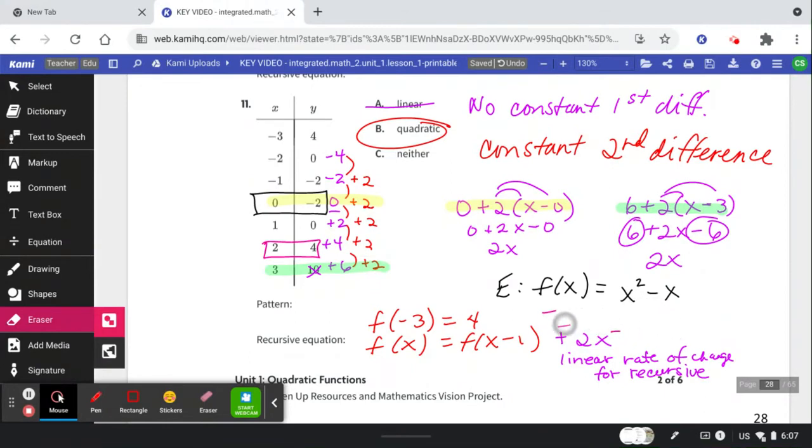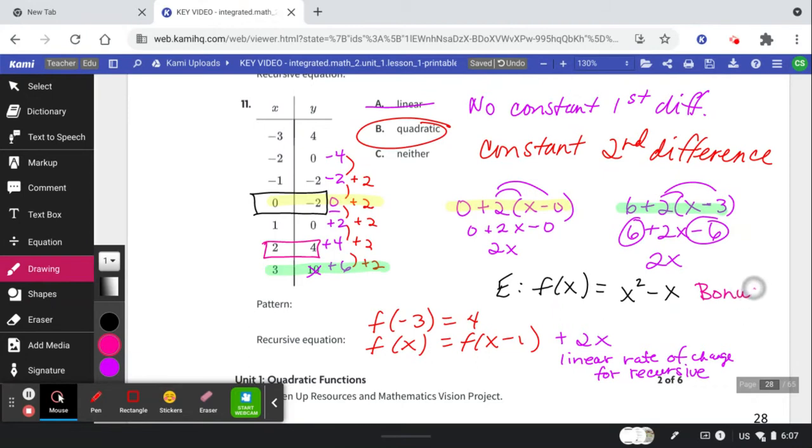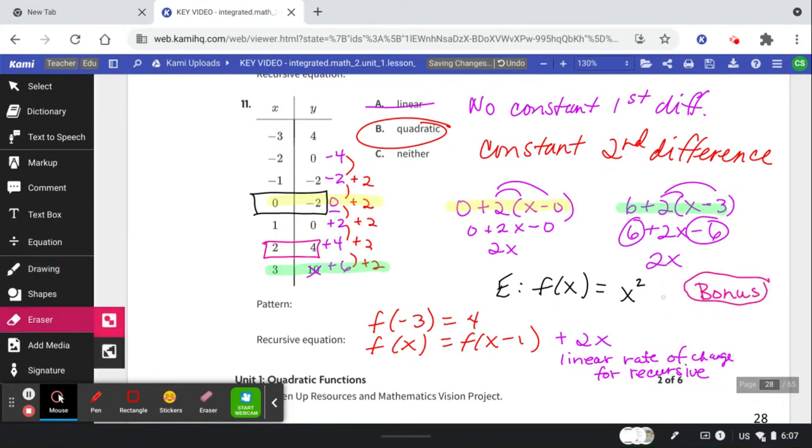I want you guys to try plugging in different scenarios as a bonus to see if you can come up with explicits on these. And we're going to go over them in class.